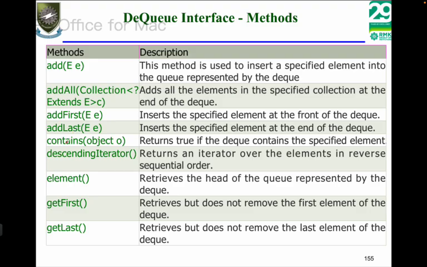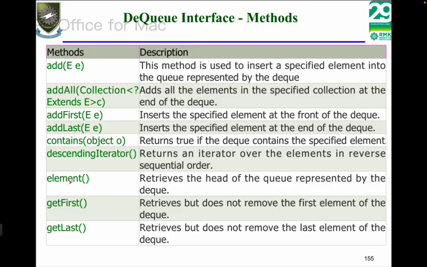If I want to search whether that particular data structure, the Deque, contains an element, I can go for the contains method. It returns a boolean value. If the element is present, it returns true. Otherwise, it returns false. Iterator is a method which helps you iterate in the forward direction. If I want to do the iteration in the reverse direction, I can go for descendingIterator.